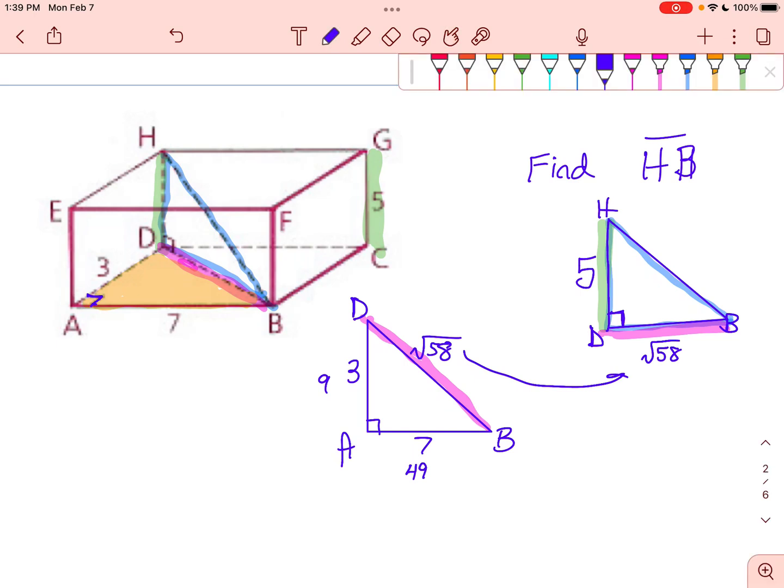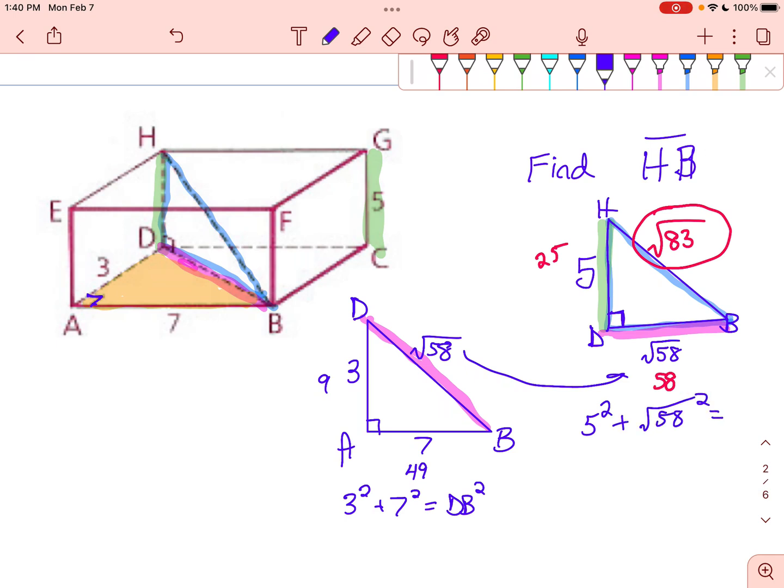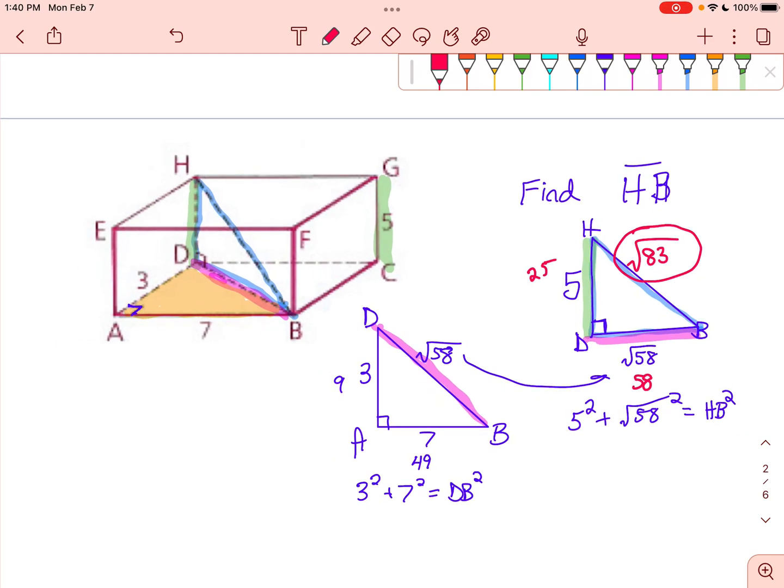And again, I like you guys to get in the habit of doing this in your head. So the green side squared plus the pink side squared has to equal that HB squared, and 25 and 58 gives me 83, and I take the square root of it. So from H to B is the square root of 83. Now again, if you'd like to write the Pythagorean theorem out, 3 squared plus 7 squared is equal to DB squared, you absolutely can. This one would be 5 squared plus the square root of 58 squared is equal to HB squared. And again, you can show all your work if you'd like to. You'll get the same answer as I did. I just like you guys to practice using this in your head.